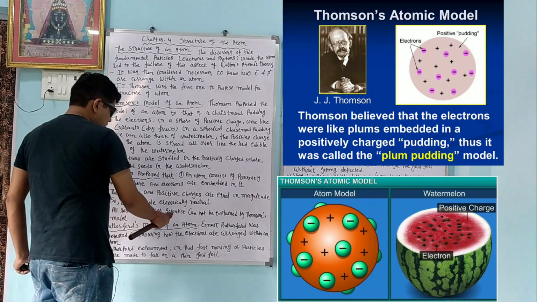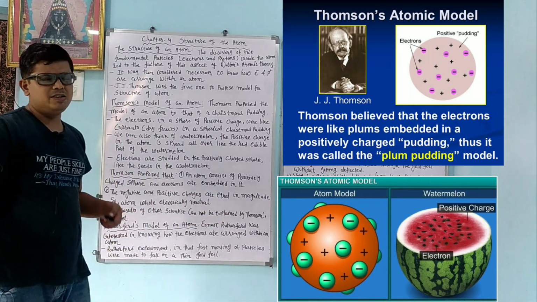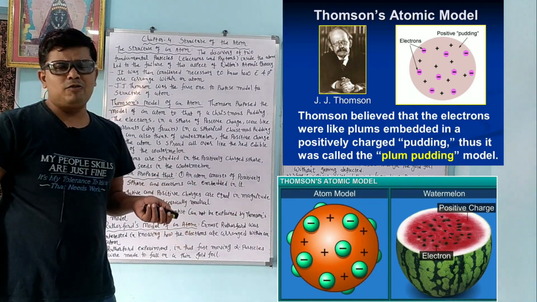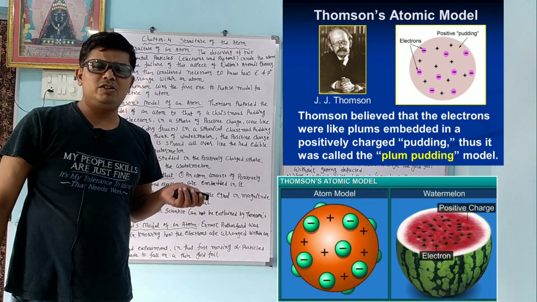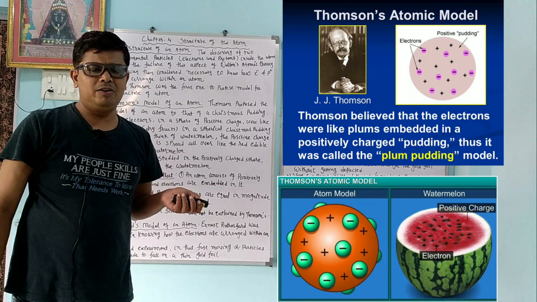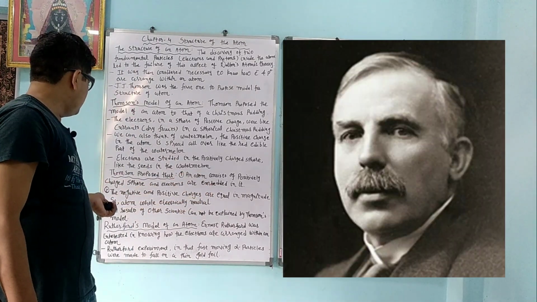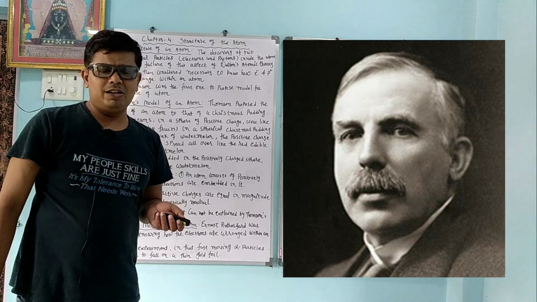All the results of other scientists cannot be explained by the Thomson model. So many scientists did so many experiments, and from that they came to know that J.J. Thomson's model is not appropriate for all types of experiments. After that, J.J. Thomson had one student, and his name was Rutherford. He carried out one experiment.